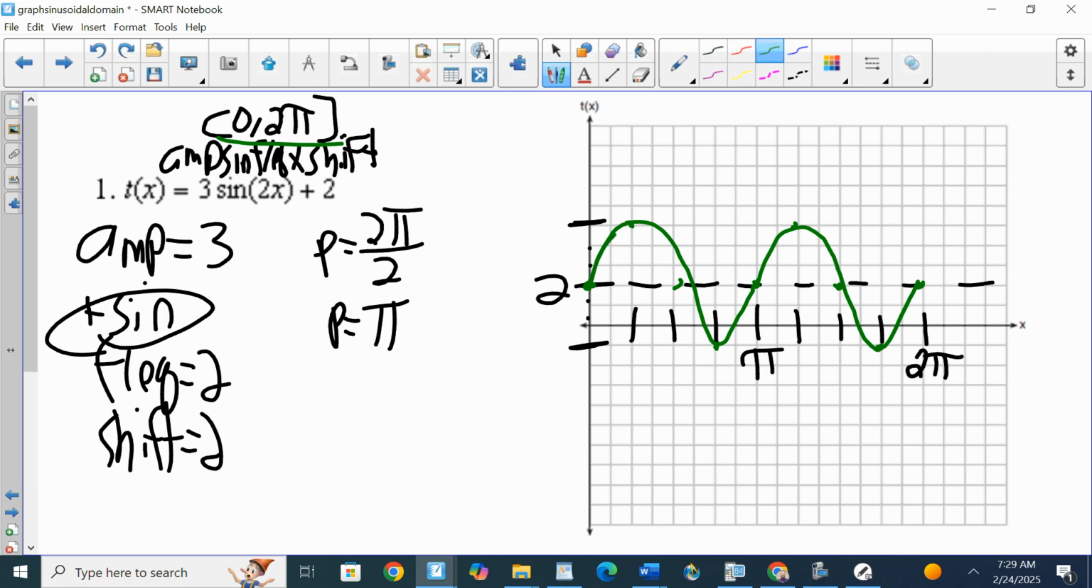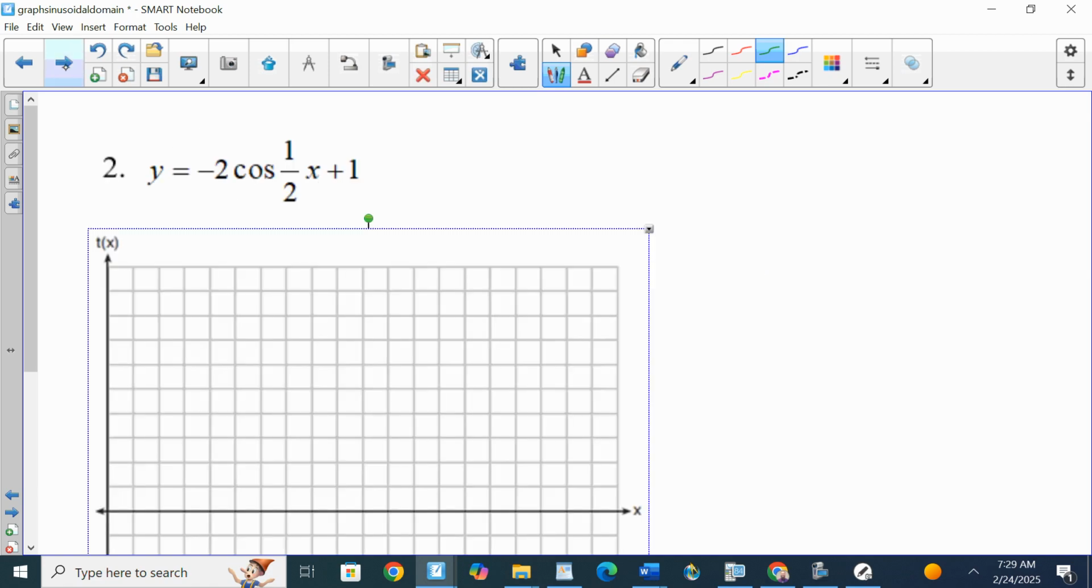Hold on, this is bothering me. That's a little better. So if they want you to graph it over a given domain, you may need to do multiple waves. Or, let's take a look at number 2.